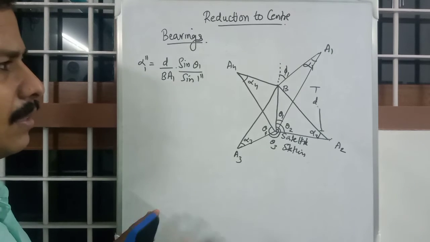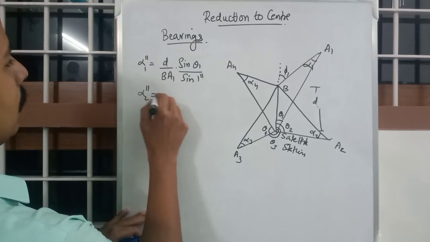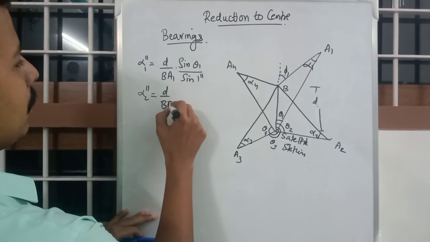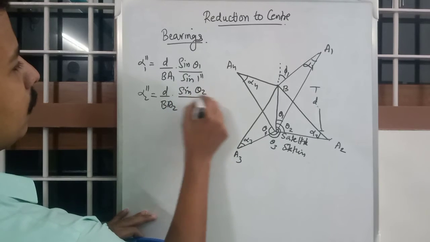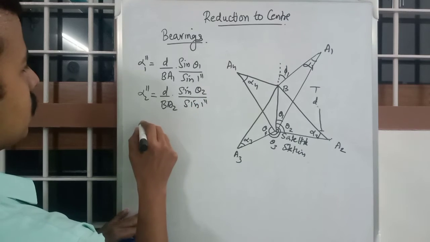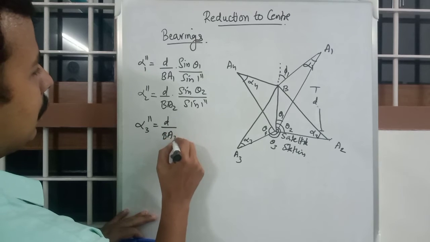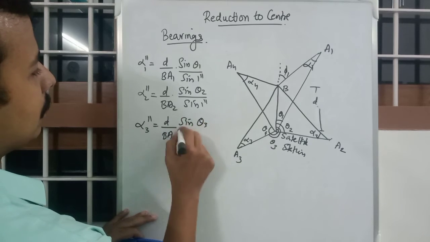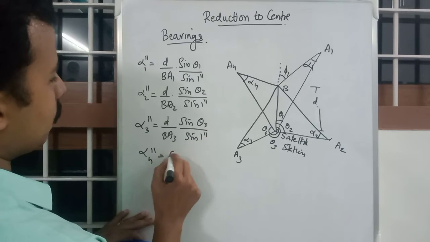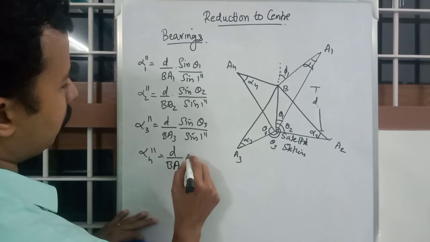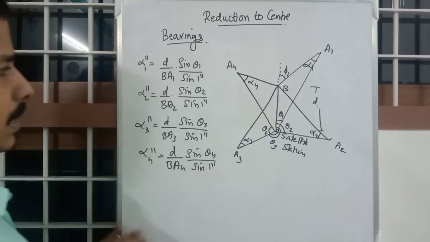Okay, same thing. Similarly I can write all those things, without looking: alpha 2 in seconds is d by BA2, sine theta 2 by sine 1 seconds, alpha 3 in seconds is equal to d by BA3, sine theta 3 by sine 1 seconds, alpha 4 in seconds is equal to d by BA4, sine theta 4 by sine 1 seconds.